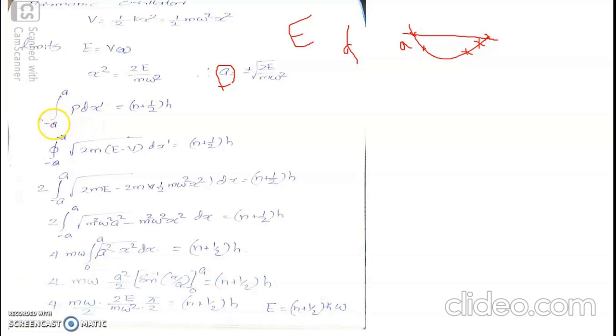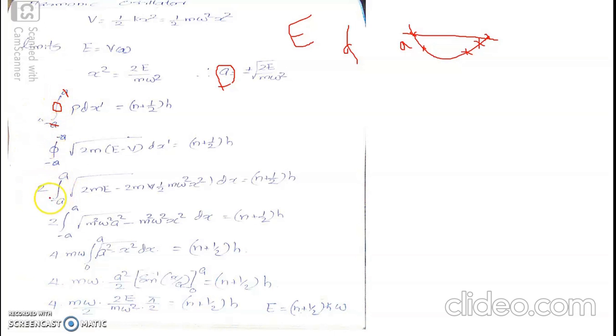I am writing it now as the closed integral of p dx prime equal to n plus half h, with p being root of 2m into E minus V, equal to n plus half h. Now the integral from minus a to plus a, here I might have put this as a closed integral. See, the closed integral result is used. This is an error; a and minus a might not be here.